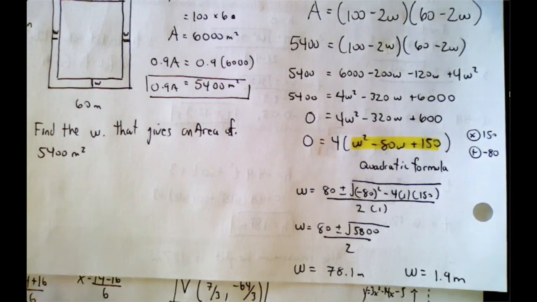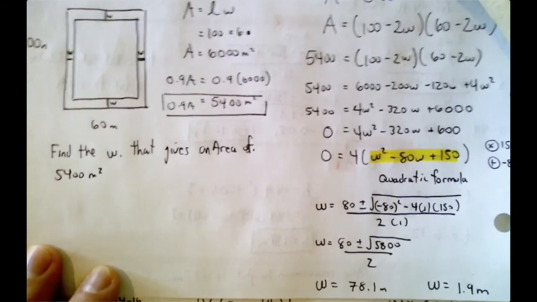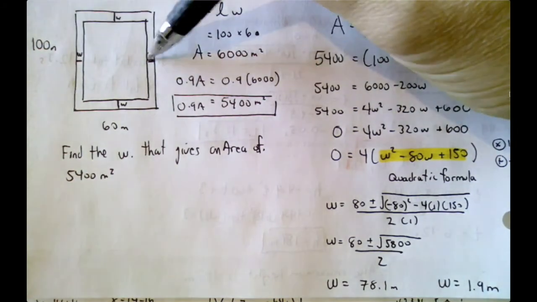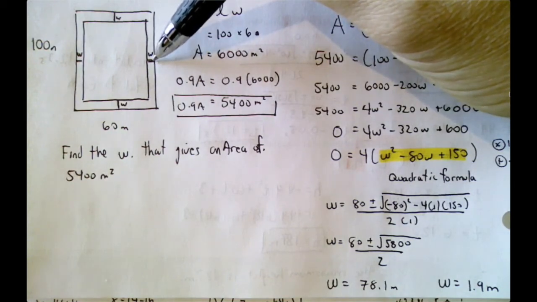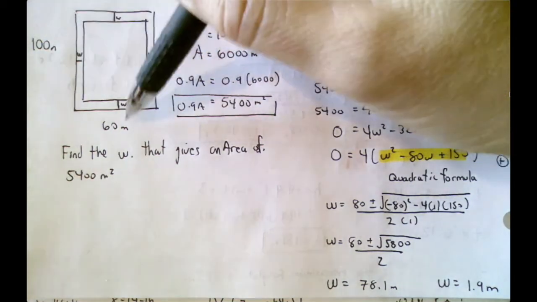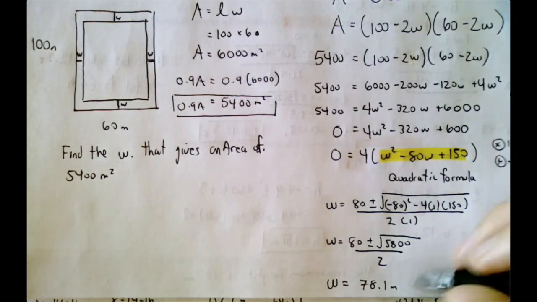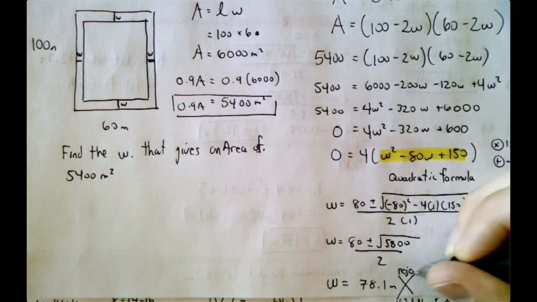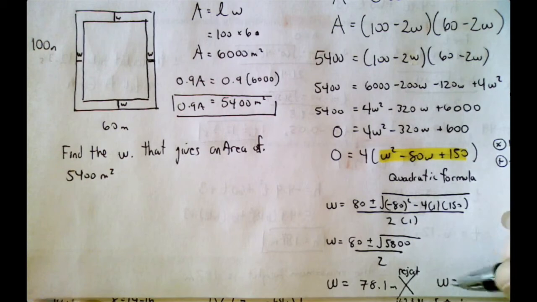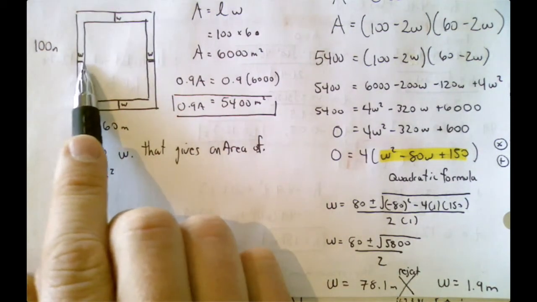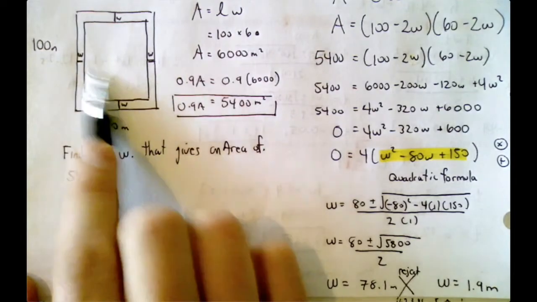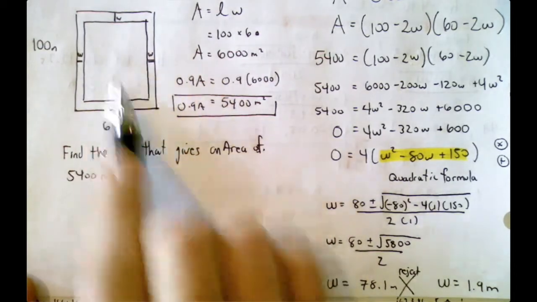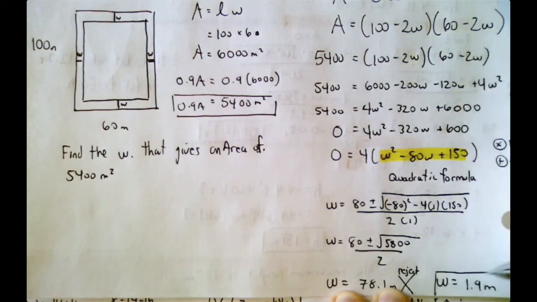So now we just have to think about this in context of the question. Can we have a width of 78.1 meters? Well, if this width is 78.1 and this width is 78.1, that's over 150 meters that we'd be taking off of just 60, which doesn't make any sense. So this number is too big. We reject that number. It's a math answer, but it's not a practical answer. 1.9 is much more practical. If we take off 1.9 here and 1.9 here, there's plenty of room for the field in the middle. Same with here. Take off 1.9 here and 1.9 here, there's over 96 meters left in the middle. So our answer is just this 1.9.